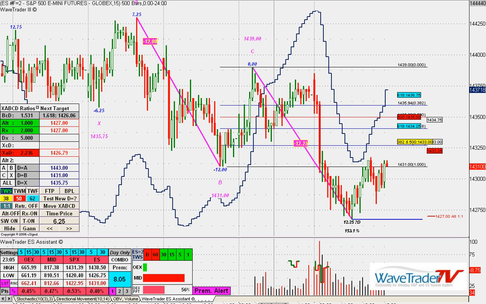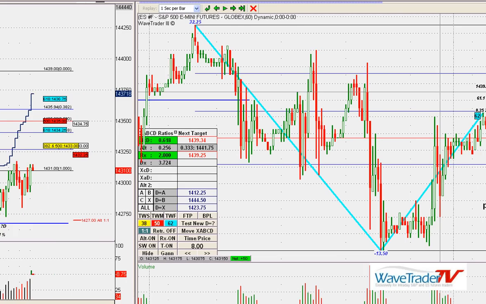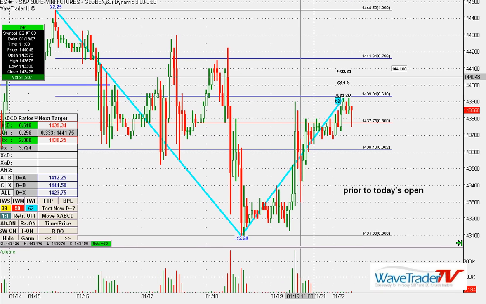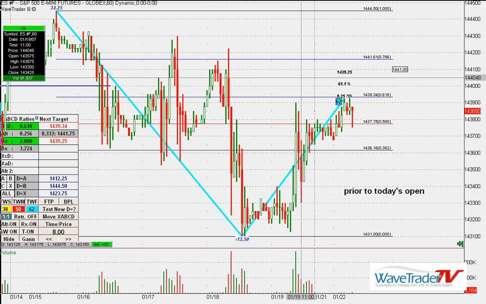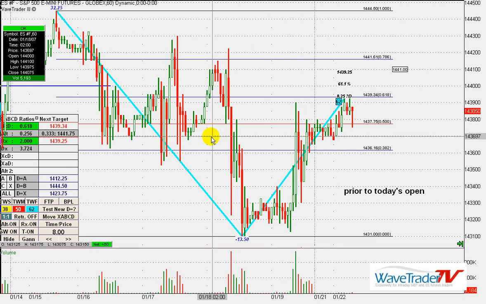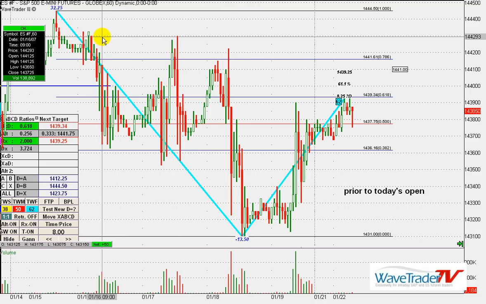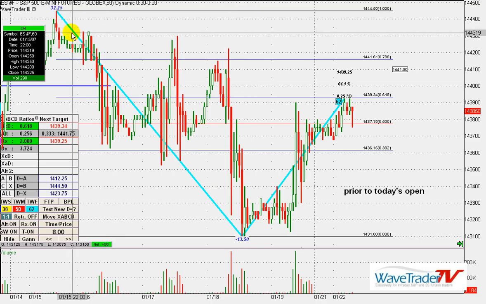The few things that I want to show are basically just some charts to start off with. This was prior to today's open. This is a 24-hour chart of the E-mini S&P.